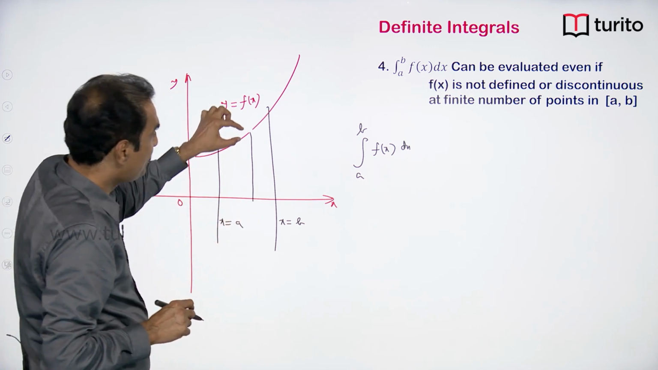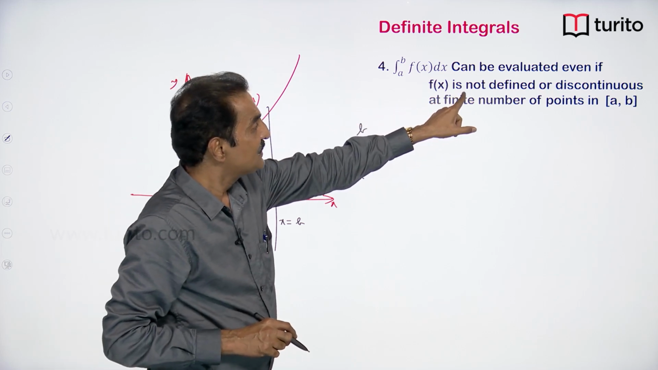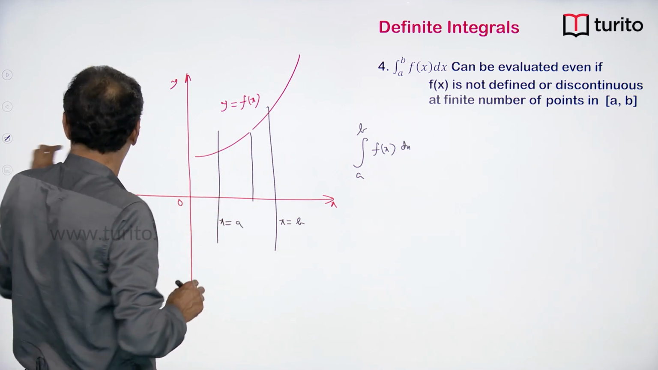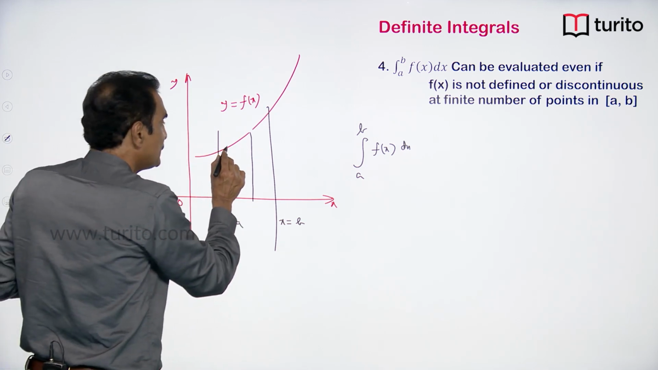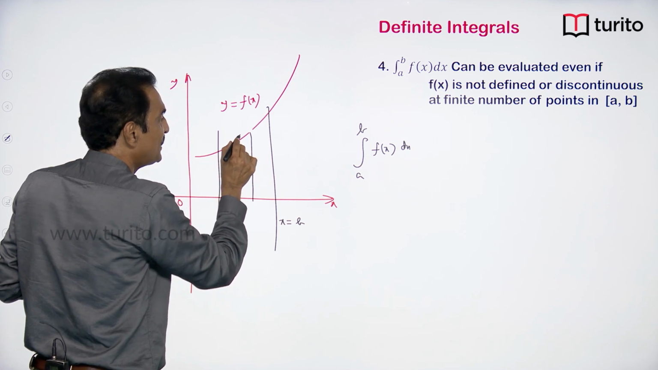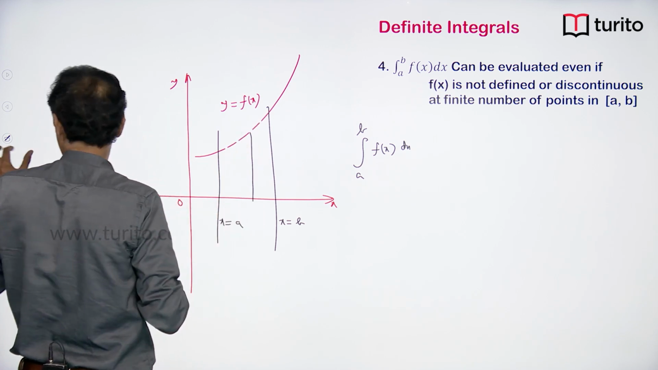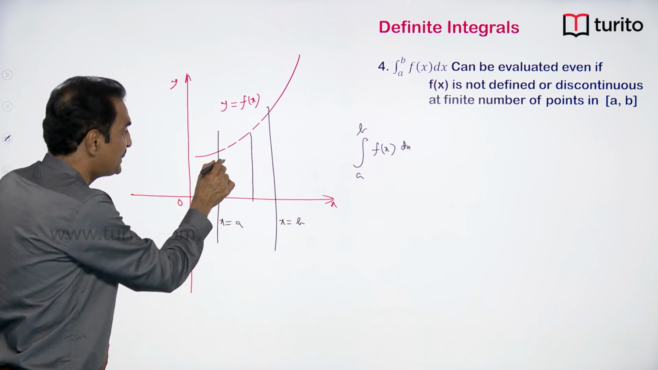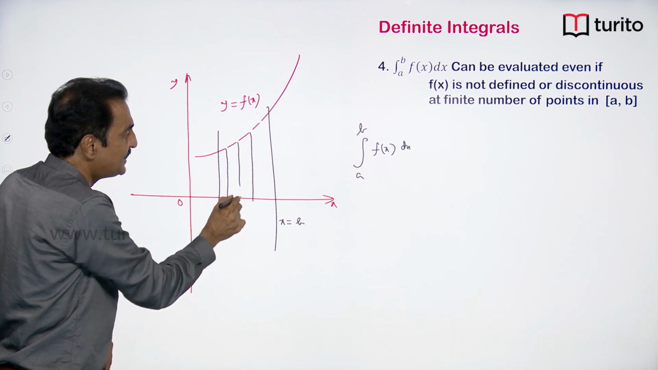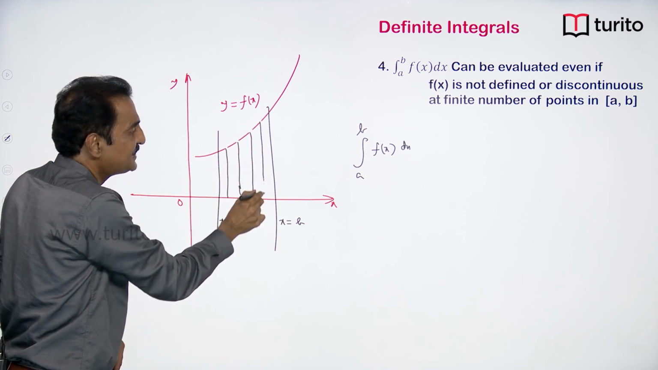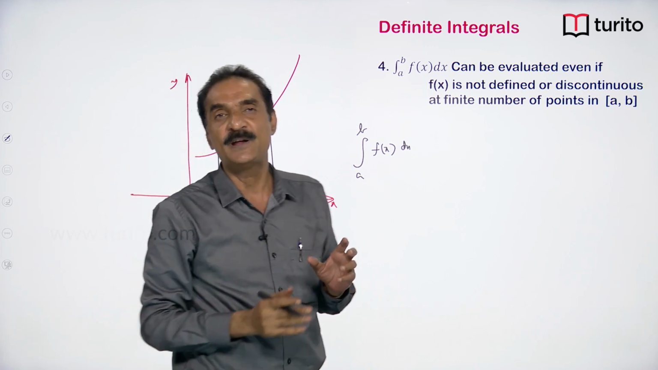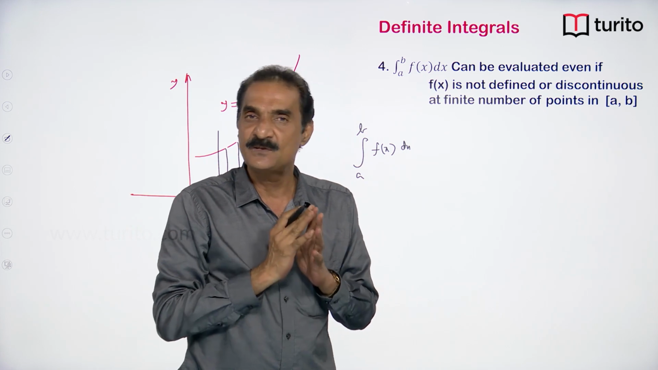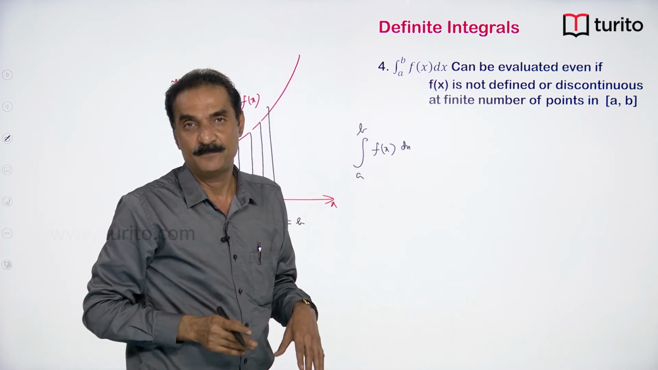So, even if the function is not defined at some finite number of points, this is one point I took, and similarly you can take a few more points where the function is not defined, but the number of such points should be finite. So, this ordinate is missing, this ordinate is missing, this ordinate is missing. When you are adding an infinite number of ordinates, even if a finite number of ordinates are missing, there is no problem, we can calculate this integral.